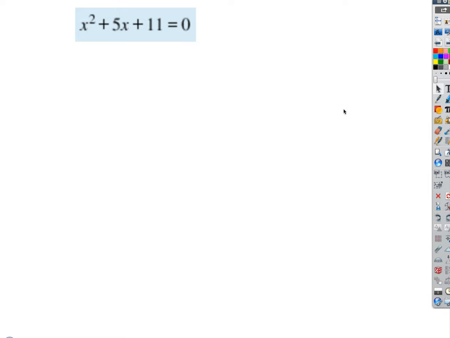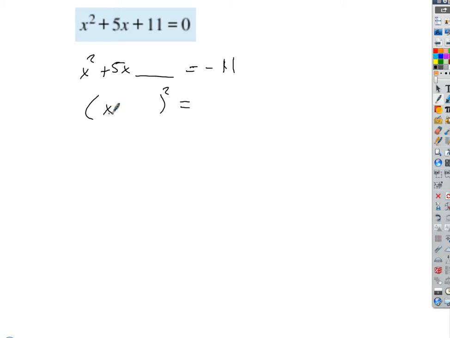Okay, so first thing we want to do is get the x squared and the x term by themselves. So we take the first two terms, leave a space, and subtract the 11 to the other side. Okay?